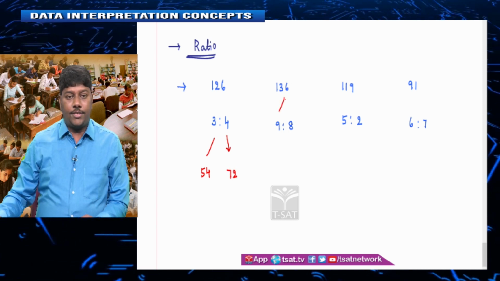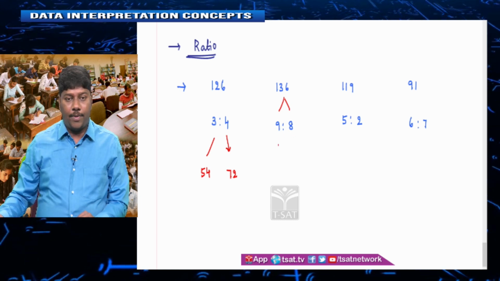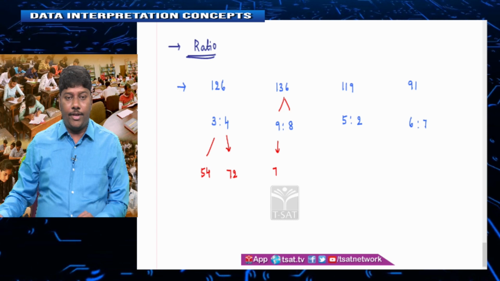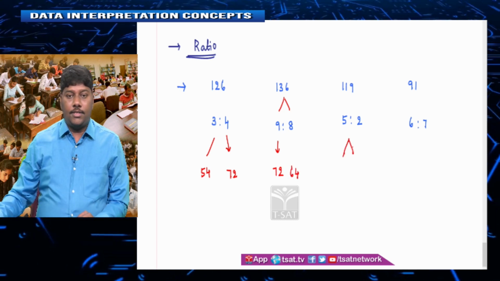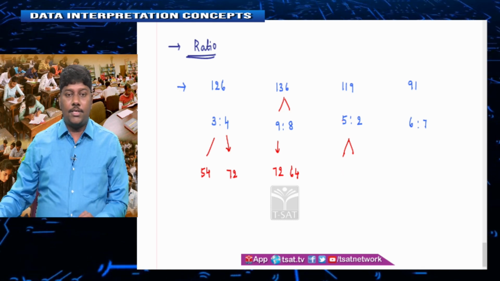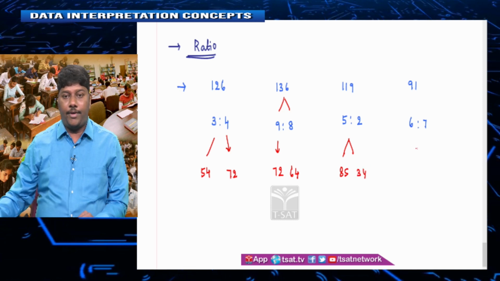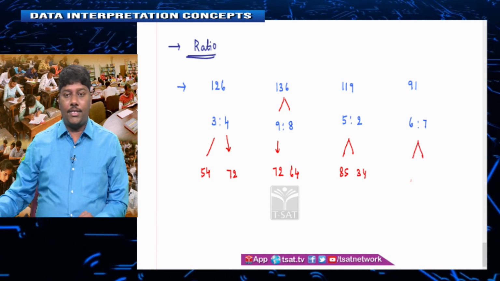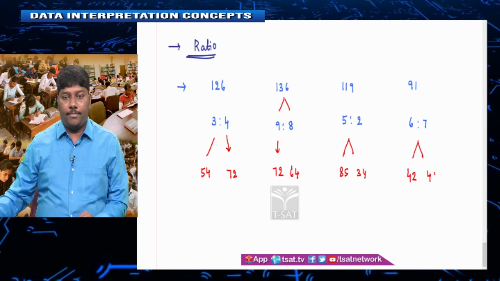Now, 136 is actually 17 eighths. Therefore, 17 parts, each part is 8. 9 eighths are 72, 8 eighths are 64. This is how you need to divide. 7 parts, 17 is each part, because 17 fives are 85, 17 twos are 34. This is how you must divide it. 13 parts, each part is 7, 6 sevens are 42, 7 sevens are 49.